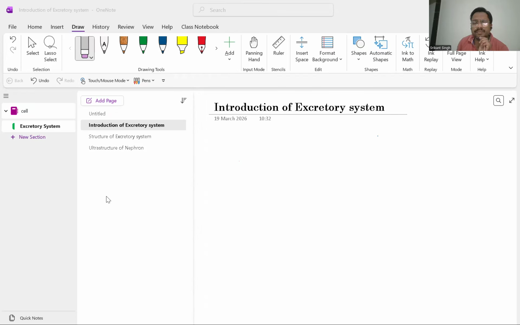I'm going to represent the excretory system. Hope you are familiar with the excretory system from class 8 onwards. What is the excretory system?